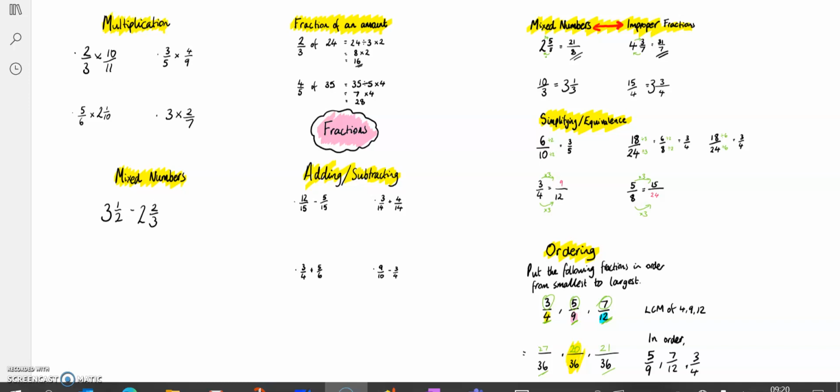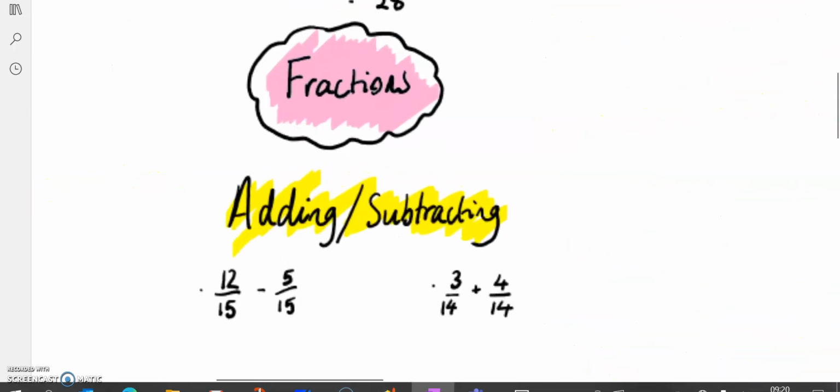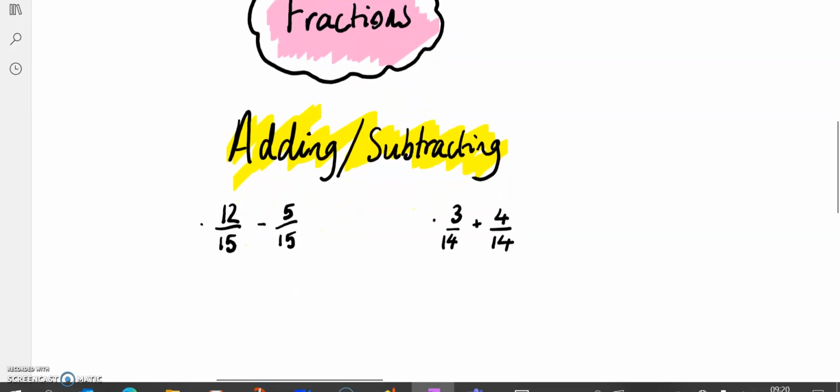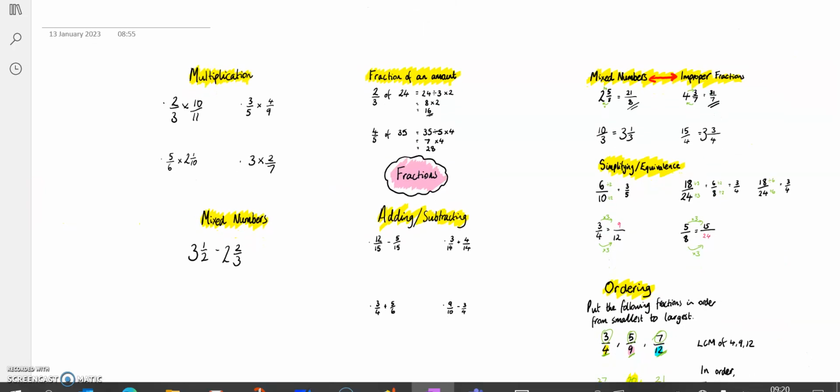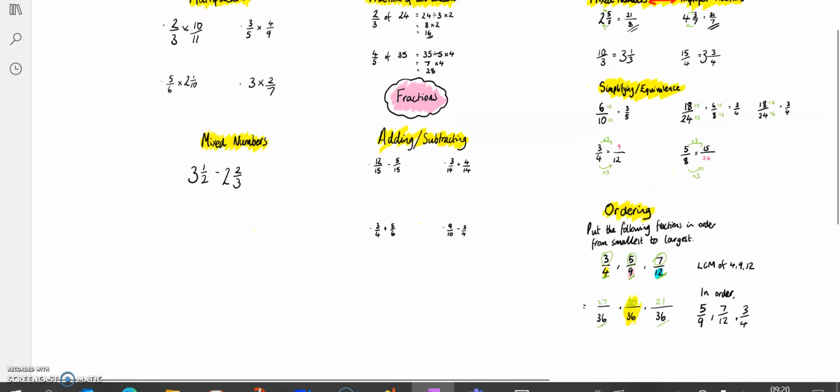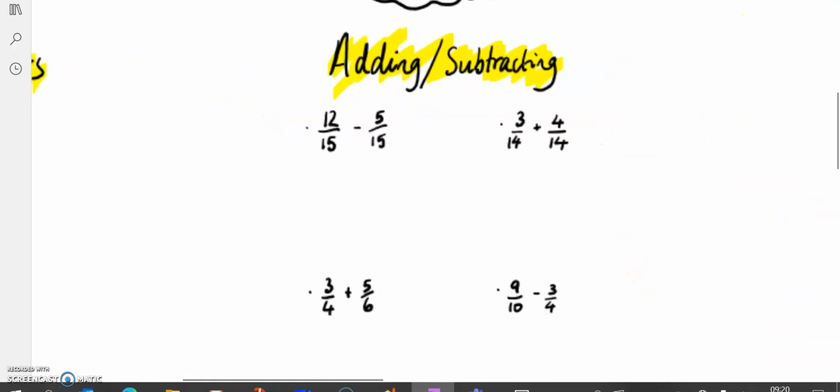This is the second video for fractions that have been taught in S1, just going over how people should be able to do this by the end of the topic. So far we've had a look at fraction of an amount, mixed numbers and proper fractions, simplifying and equivalence, and ordering. We're now going to look at adding and subtracting.